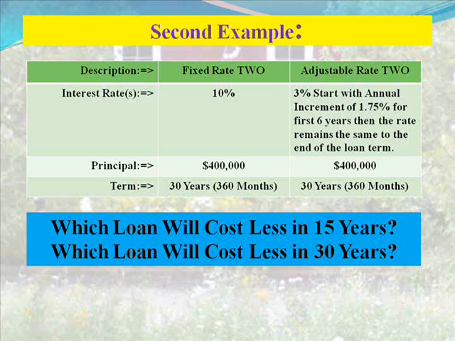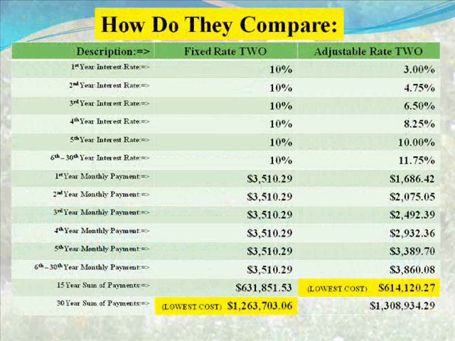Which loan will cost less in 15 years? Which loan will cost less in 30 years? So how do they compare?